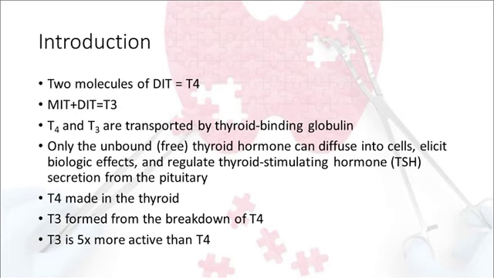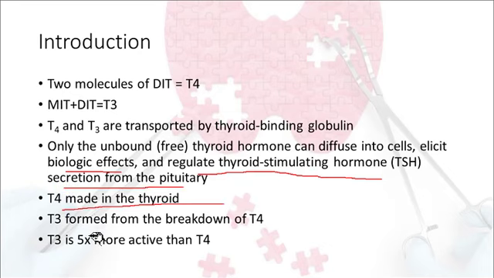T3 and T4 are transported by thyroid binding globulin, transthyretin and albumin. Only unbound or free thyroid hormone can of course diffuse into the cells and elicit a biological effect and regulate thyroid stimulating hormone secretion from the pituitary. T4 is made within the thyroid, T3 is formed from the breakdown of T4, and T3 itself is actually 5 times more active than T4.